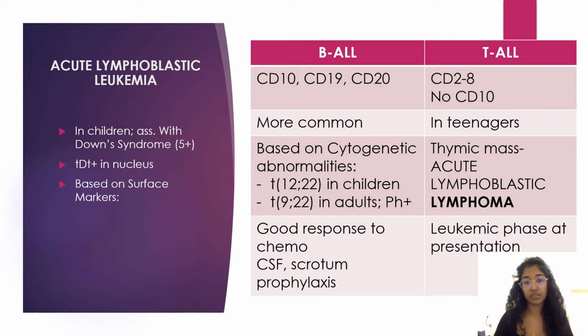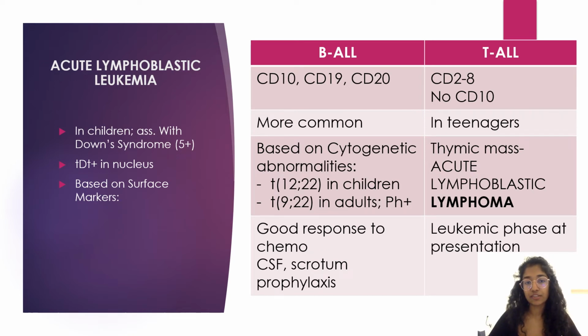CD10 is not present in the case of T-ALL. B-ALL is more common, and based on cytogenetic abnormalities, it can be divided into two types. Translocation 12;22 is commonly present in children suffering from this disease, and this has a good prognosis as it has a good response to chemotherapy.